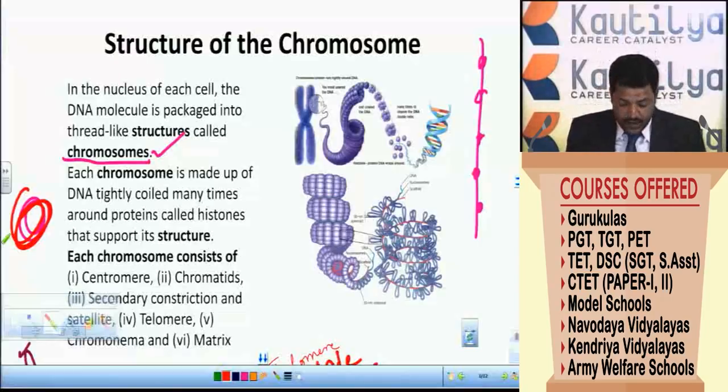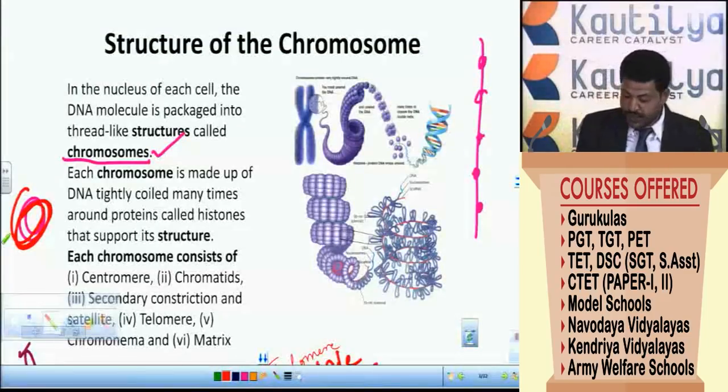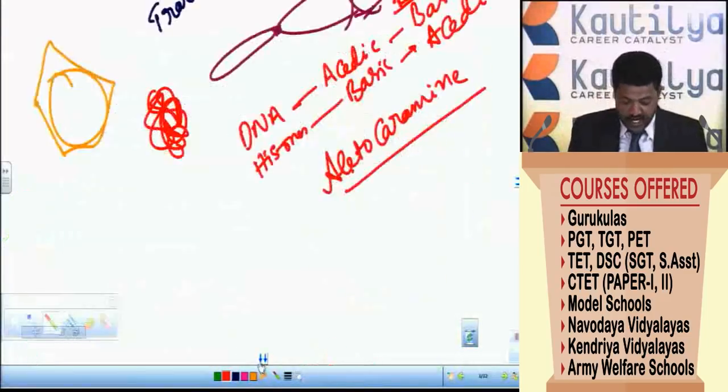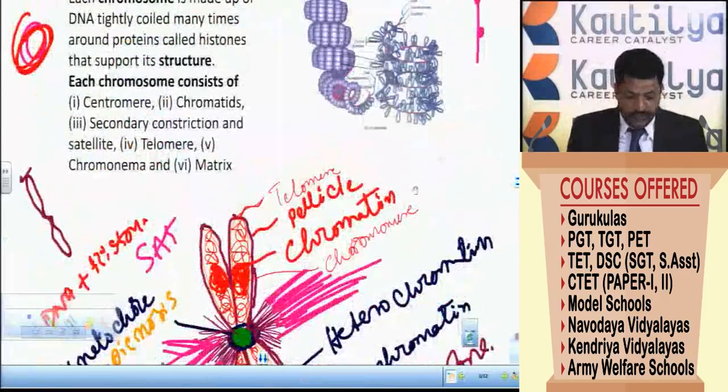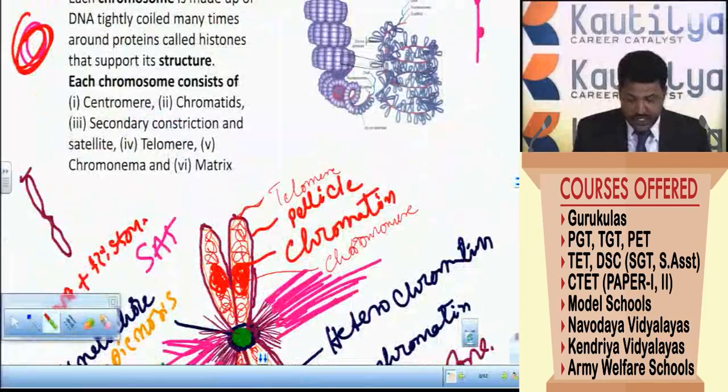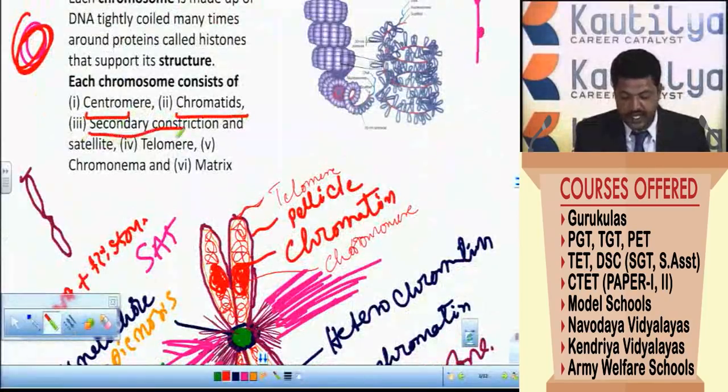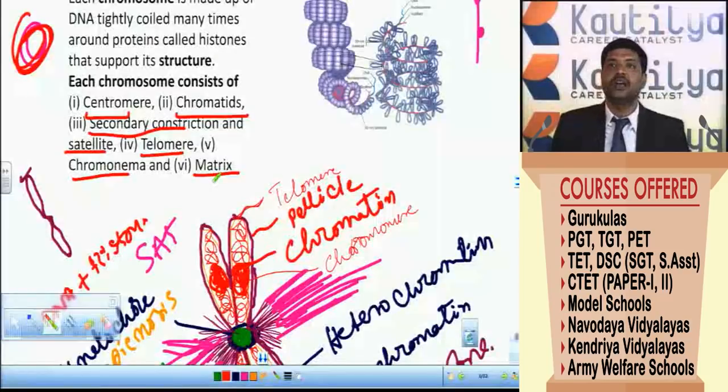The chromosome is made up of DNA tightly coiled many times around proteins called histones that support the structure. And here you will see some other important points. Each chromosome consists of centromere, chromatids, secondary constriction, satellite, which I have explained, telomere, chromonema, and matrix or pellicle. The matrix or pellicle covers the chromosomes. Now it is very clear.